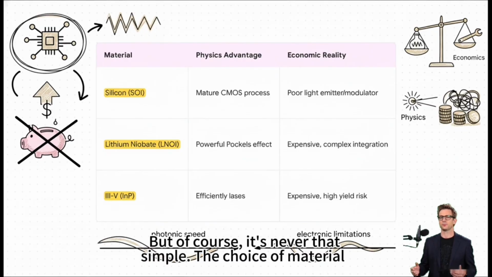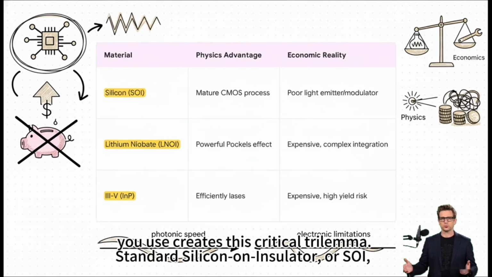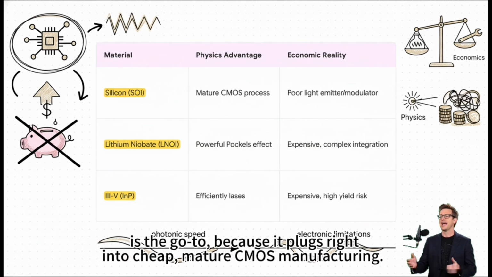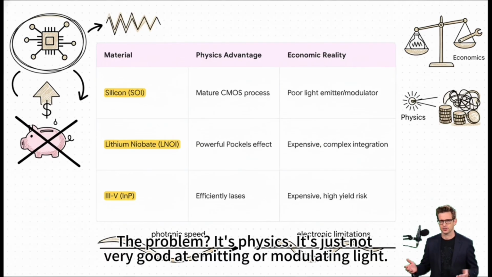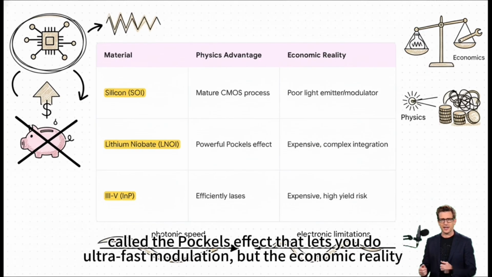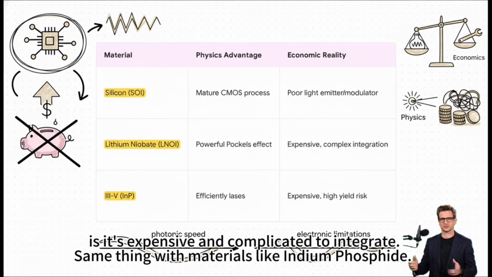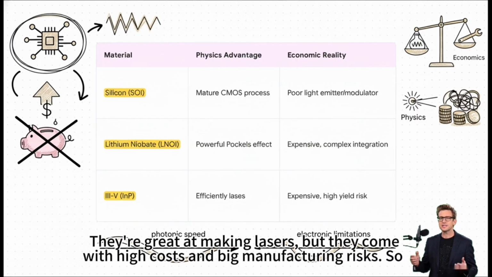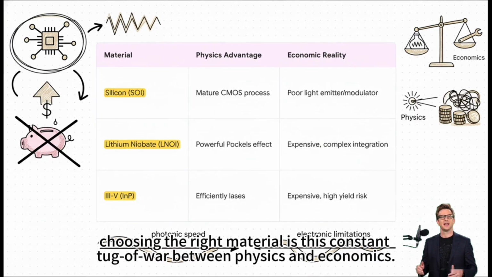But of course, it's never that simple. The choice of material you use creates this critical trilemma. Standard silicon on insulator, or SOI, is the go-to because it plugs right into cheap, mature CMOS manufacturing. The problem? It's physics. It's just not very good at emitting or modulating light. On the other end, you have these exotic materials. Lithium niobate has a powerful physical property called the Pockels effect that lets you do ultra-fast modulation, but the economic reality is it's expensive and complicated to integrate. Same thing with materials like indium phosphide. They're great at making lasers, but they come with high costs and big manufacturing risks. So choosing the right material is this constant tug-of-war between physics and economics.